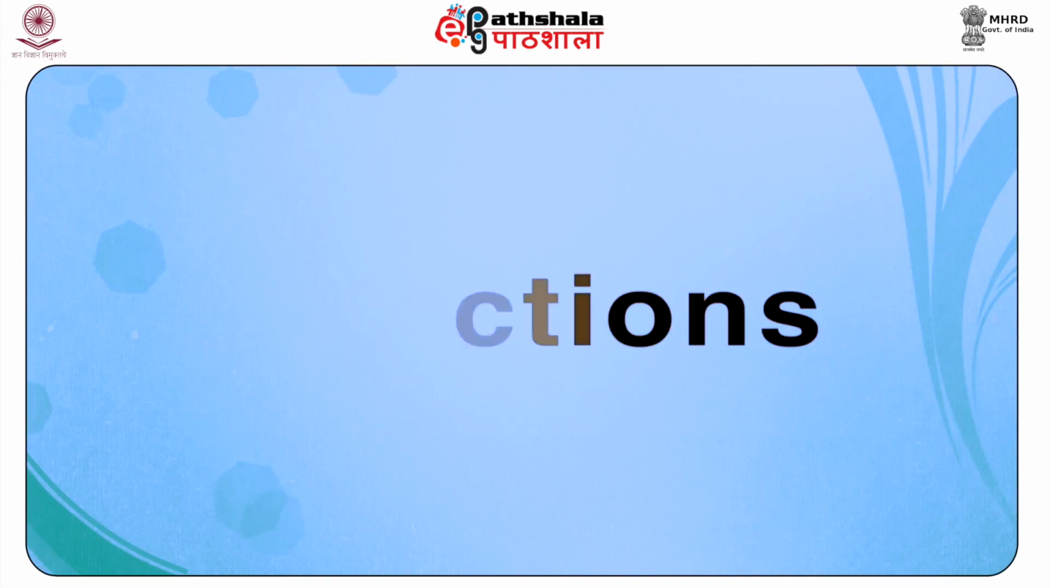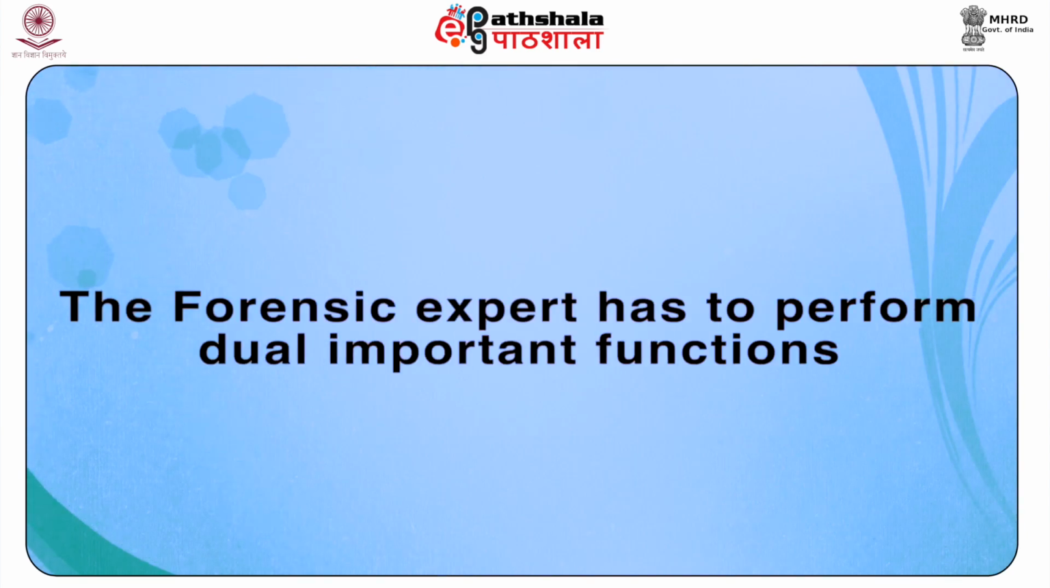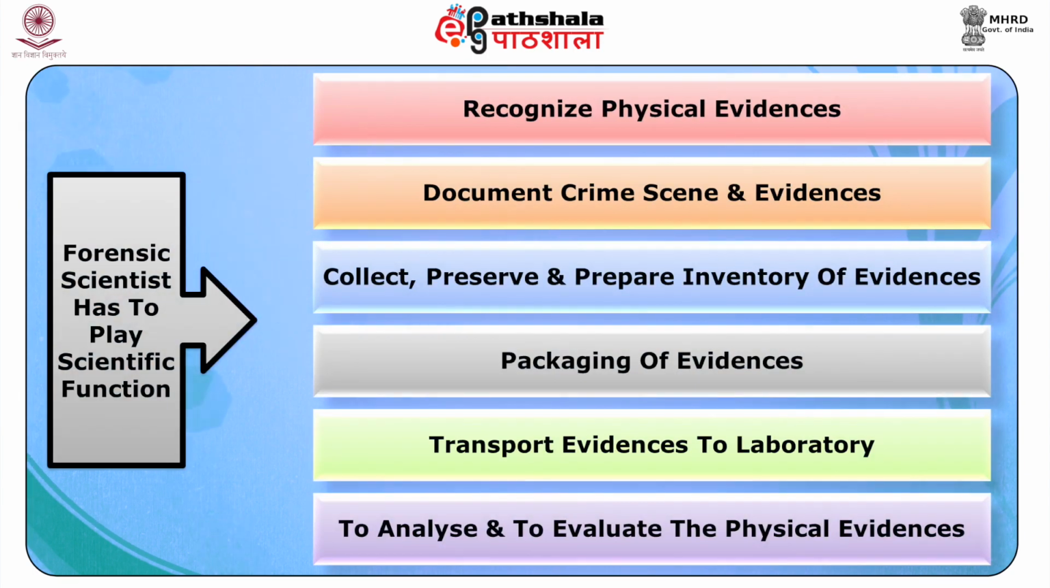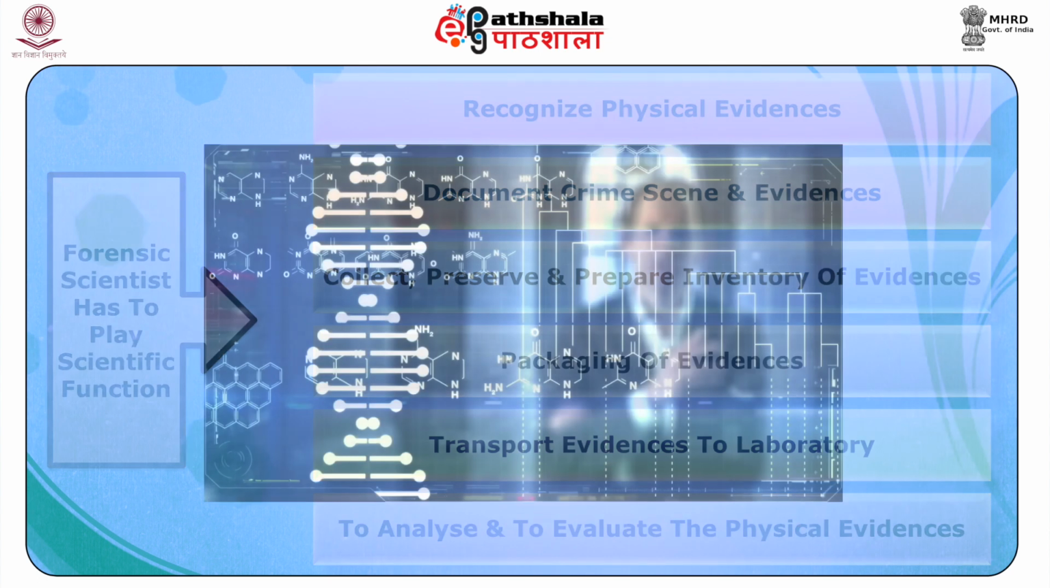Now, let us learn about its functions. The forensic expert has to perform dual important functions. First is scientific. The forensic scientist has to recognize the physical evidences, document the crime scene and evidences, collect, preserve, and prepare an inventory of evidences, package the evidences properly depending upon the type of evidence, along with the list of queries, and transport evidences to the laboratory to analyze and evaluate the physical evidences.